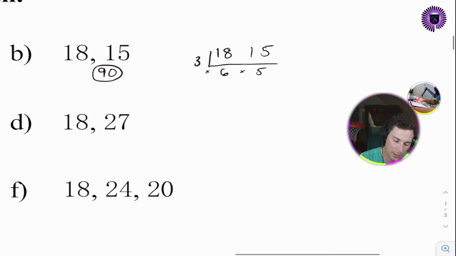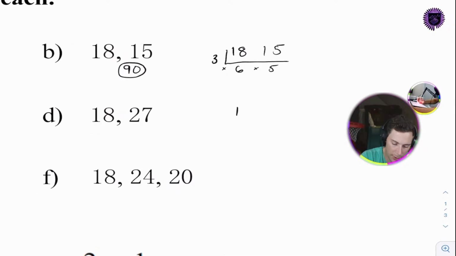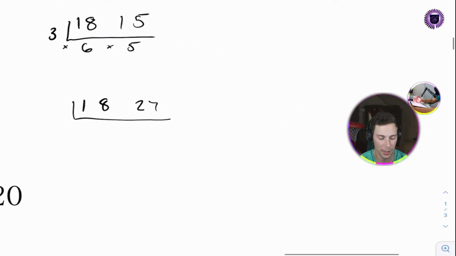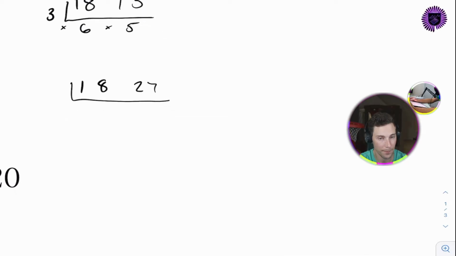18 and 27. So I know both of these numbers are divisible by 9. Yes, 9. 9 times 2 is 18. 9 times 3 is 27.